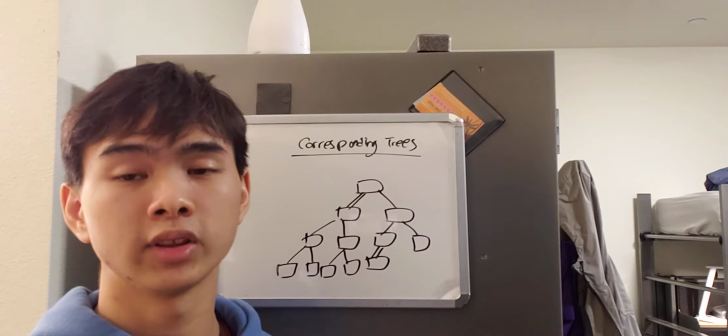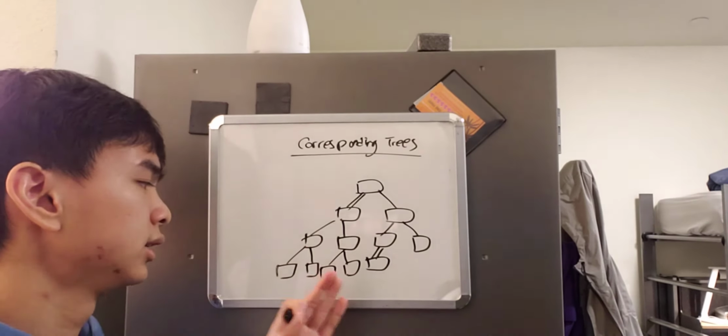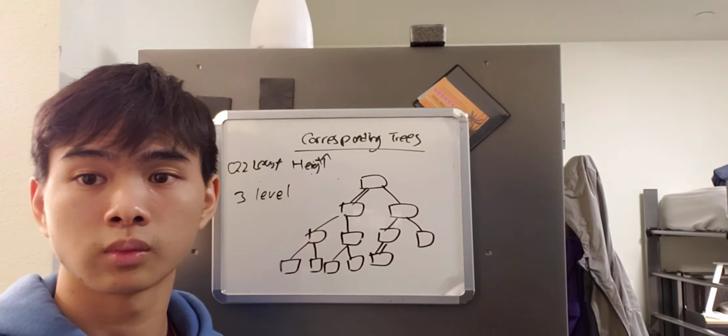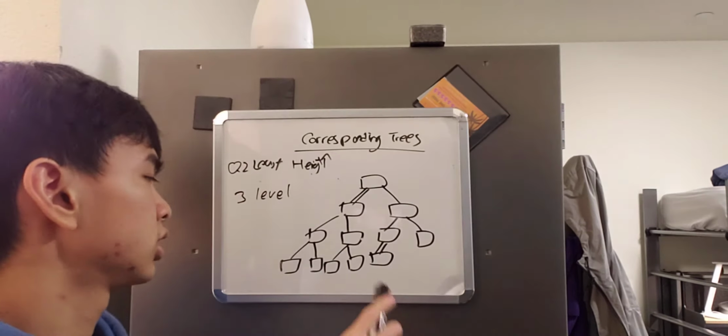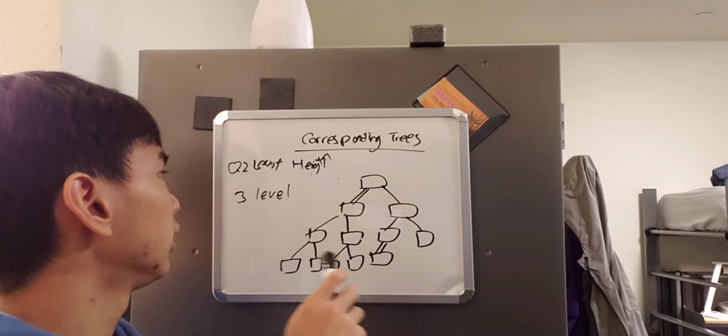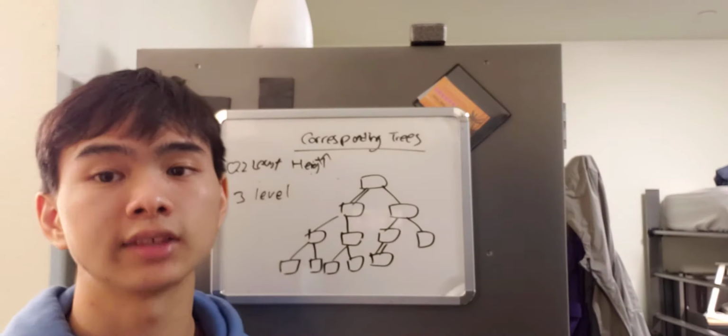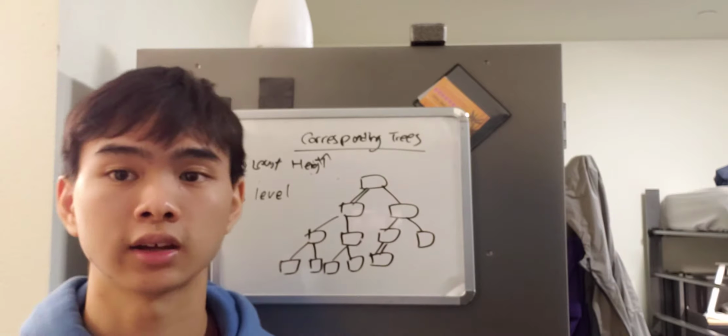Oh, sorry, I meant to say that this was a 2-3 tree. Next, for question 2, it's asking for this corresponding 2-3 tree, what is the least amount of nodes I can add to this tree so that there's a height increase?